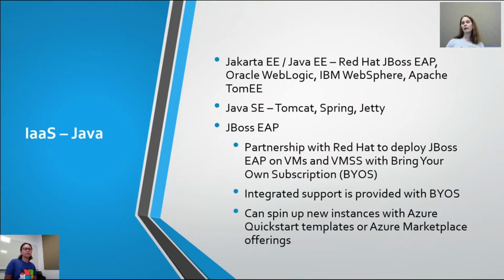So within Azure in particular, we've got support for several Jakarta EE or Java EE products, including JBoss EAP, which is our example app, WebLogic, WebSphere, and even TomEE. We also host Tomcat, Spring, and Jetty. Now, these are the things you can get readily out of our Quick Start templates and Marketplace, but you could basically deploy anything you want on virtual machines. You're not limited to this. If you wanted to bring your own POJO product and slap it up there, that's fantastic.